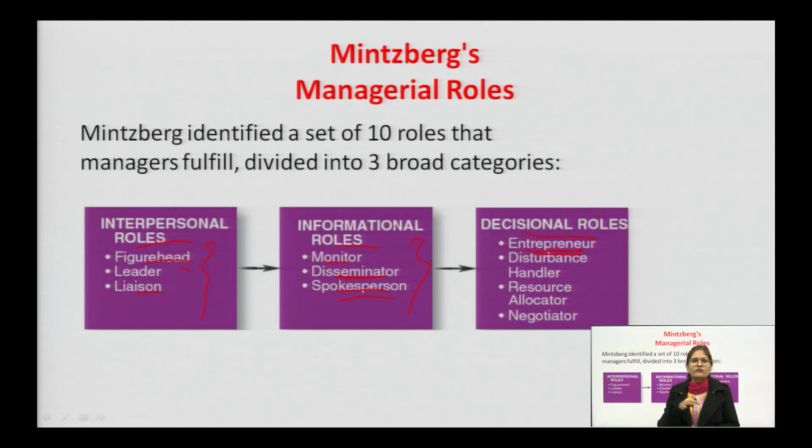Next one is disturbance handler. That means suppose there is some crisis in the organization in the form of a strike or some fall in productivity. That's a problem for the organization, right? So if the manager goes and handles things like a strike, going in front of the trade unions, talking with them and convincing them to get back to their work, then at that moment he's handling the disturbance which arises in the organization, right?